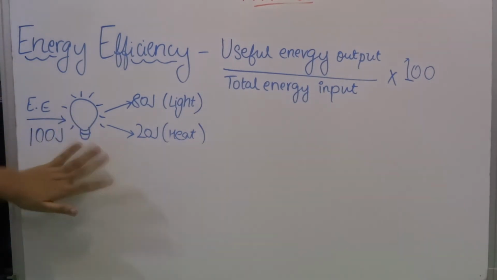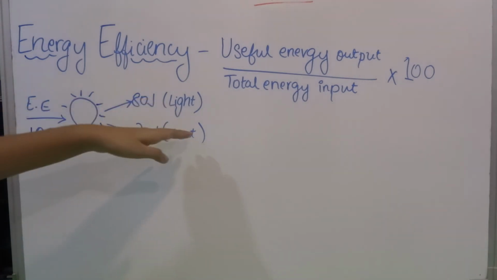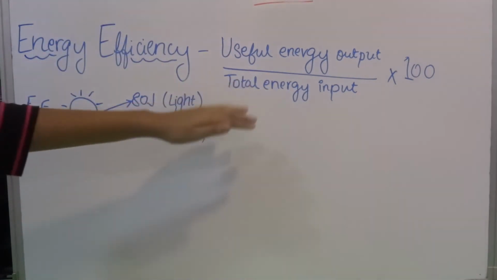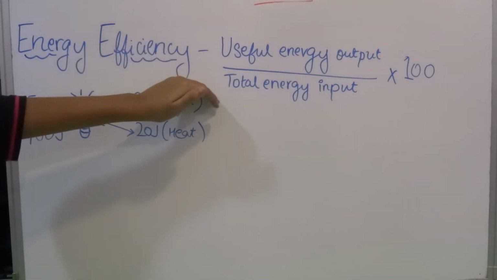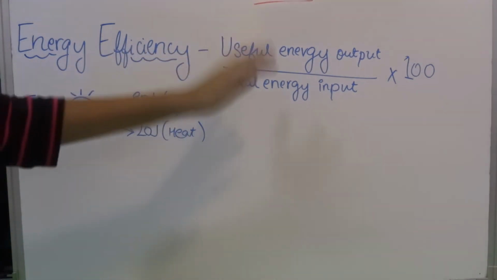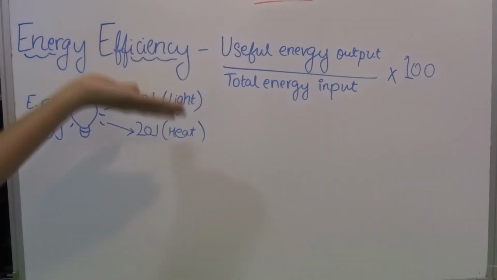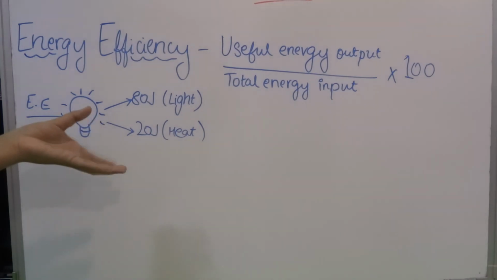So let's take this example. A bulb is provided with 100 joules of electrical energy. EE is electrical energy. It gives 80 joules of light energy and 20 joules of heat energy. So the formula to calculate energy efficiency is useful energy output upon total energy input into 100. For this, the useful energy output will be 80 joules. Why do we light a bulb? It is so that we can have light, not because we need the heat to warm ourselves.